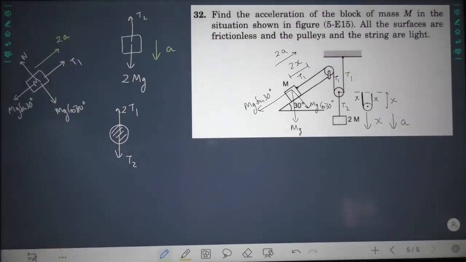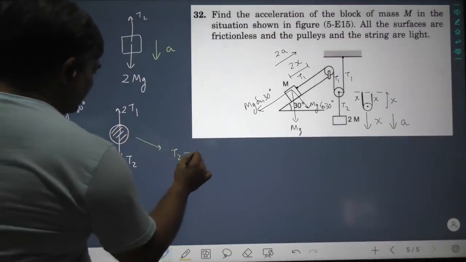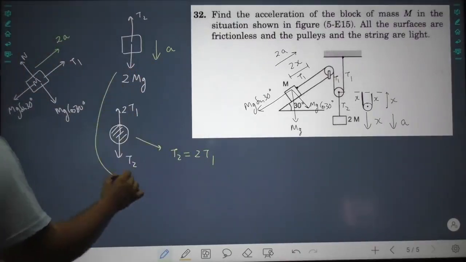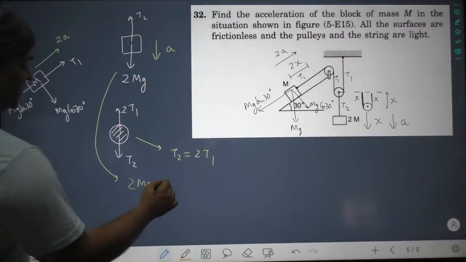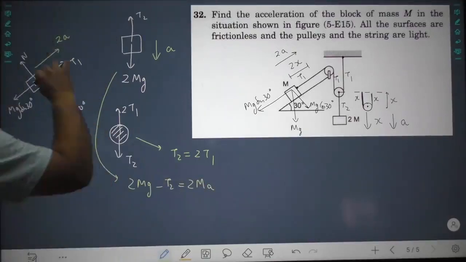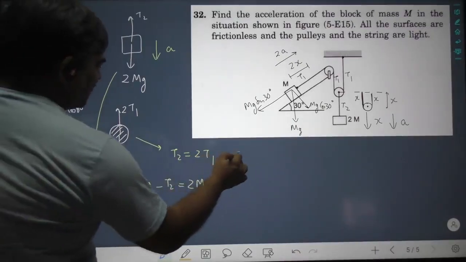Now let us write down the equations. The equations are really easy. From this, you have T2 equal to 2T1. From this, you get 2mg minus T2 is equal to 2ma. And from this direction, you have T1 minus mg sin 30 degree is equal to 2am. Are all the three equations clear to you all?